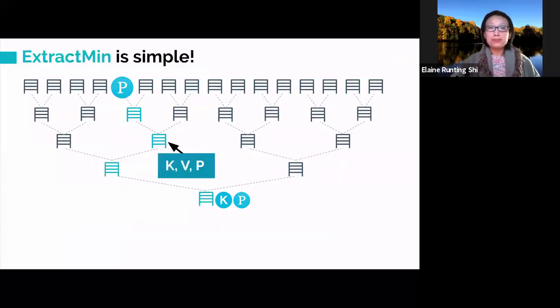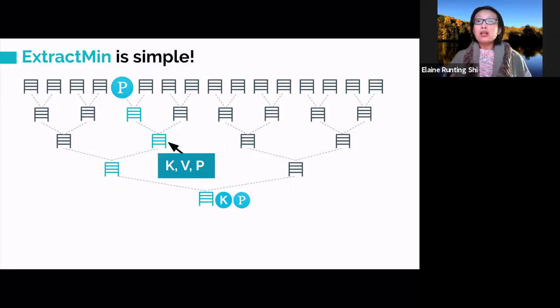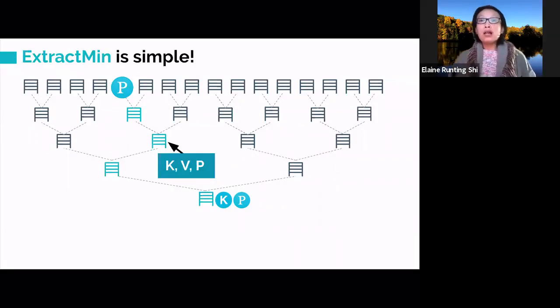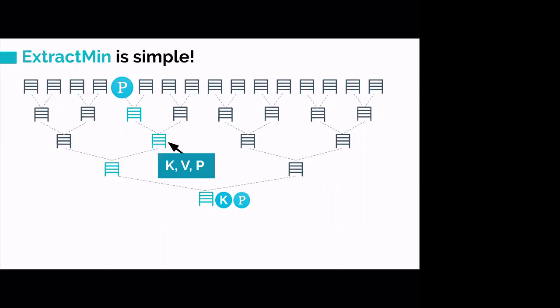Okay, now with the subtree min label, extract min is very simple, right? To extract the minimum element of the entire tree, I simply look at the root node's subtree min label. I figure out the minimum element is on the blue path. I then visit every location on the blue path, and I'm guaranteed to find an element with the key K, and this is promised to be the minimum element. I can then remove this element from the path, thereby extracting it.